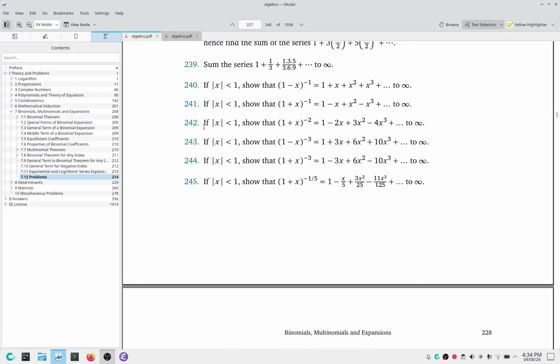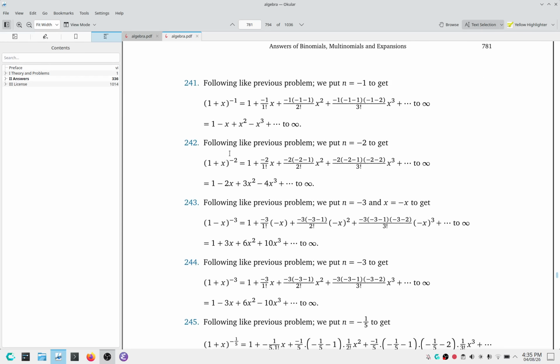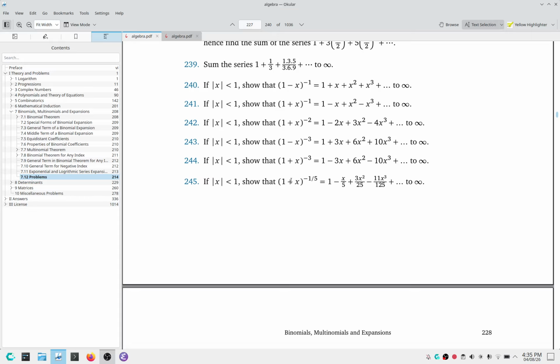Then we have question 242, which says that if mod of x less than 1, show that 1 plus x to the power minus 2 is equal to 1 minus 2x plus 3x square minus 4x cubed and so on up to infinity. So similarly, these are all the expansion of binomial theorem with negative indexes. 1 plus x to the power minus 2 is equal to 1 plus minus 2 upon 1 factorial x plus minus 2 times minus 2 minus 1 upon 2 factorial x square plus minus 2 times minus 2 minus 1 times minus 2 minus 2 upon 3 factorial x cube and so on, which is equal to 1 minus 2x plus 3x square minus 4x cube and so on.